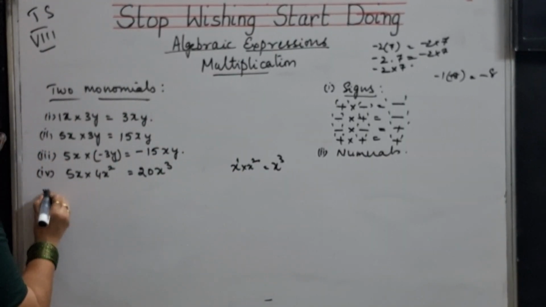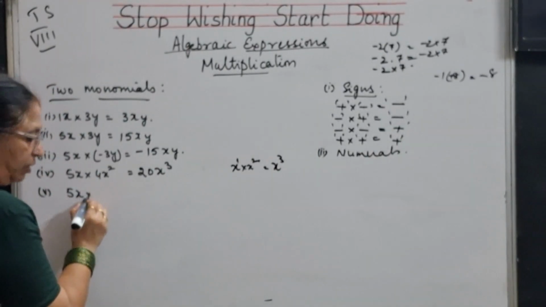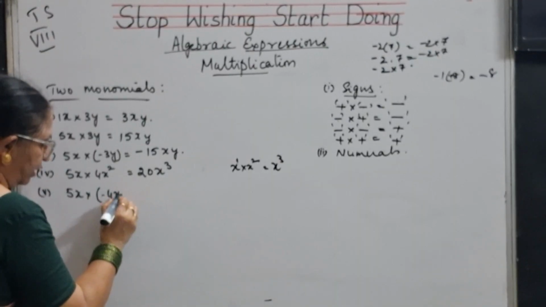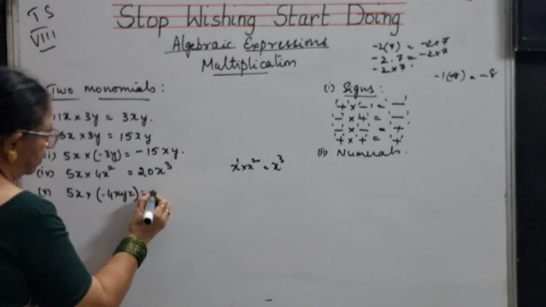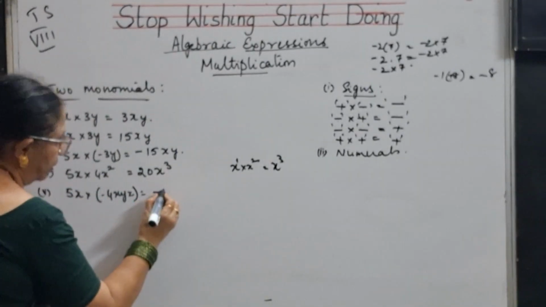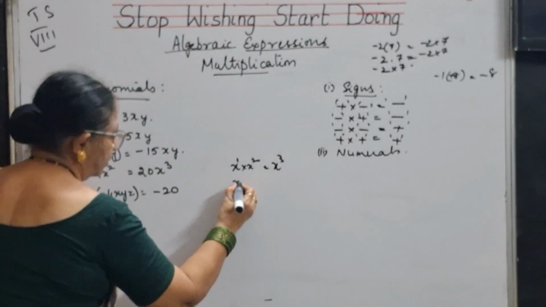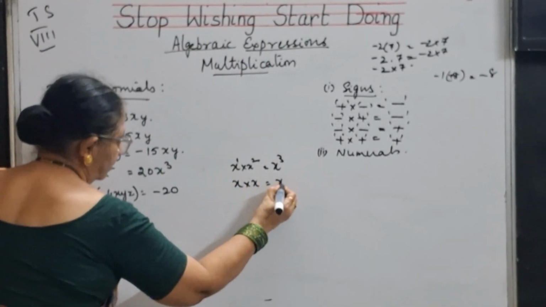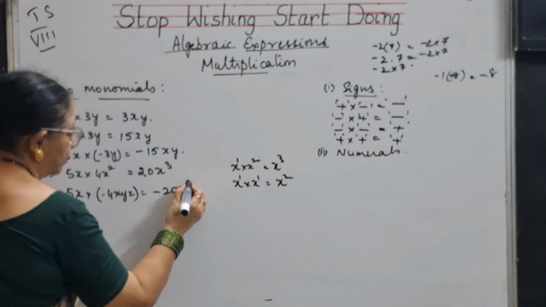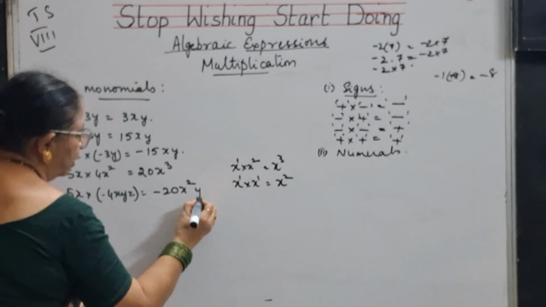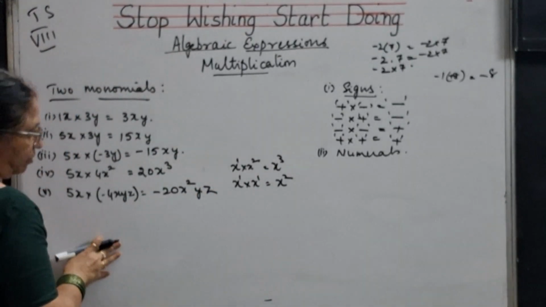Next, the fifth one. 5x into minus 4xyz. So, plus into minus, minus. 5 4s are 20. And here x into x, you have got the same, x into x. That is x to the power of 1 plus 1, 2. So 20x square, y you have only 1 and z also you have only 1. So this is the answer for this problem.